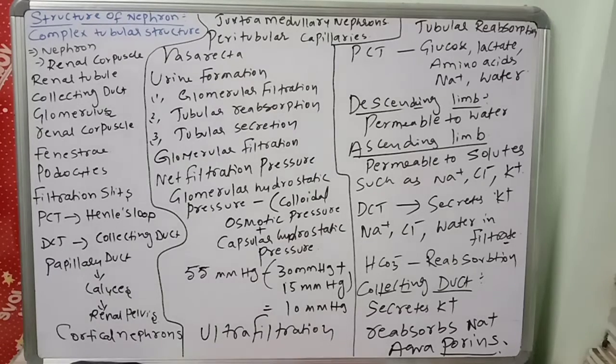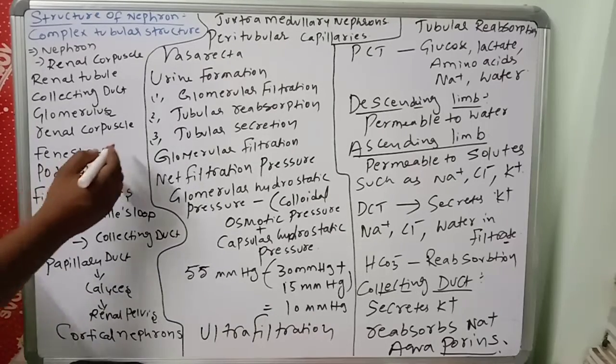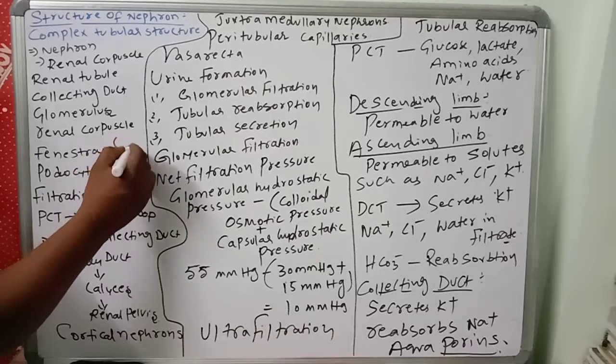Very important concept. Today in the excretory system chapter, the most important concept is the structure of the nephron. So observe carefully. What is the nephron? What is the importance of the nephron? It will be discussed. First of all, you have to know the Bowman's capsule.